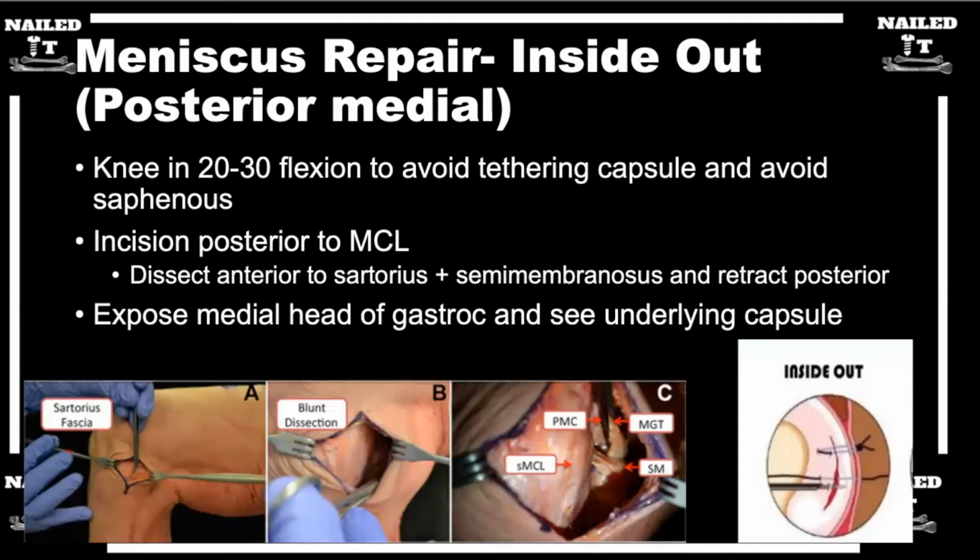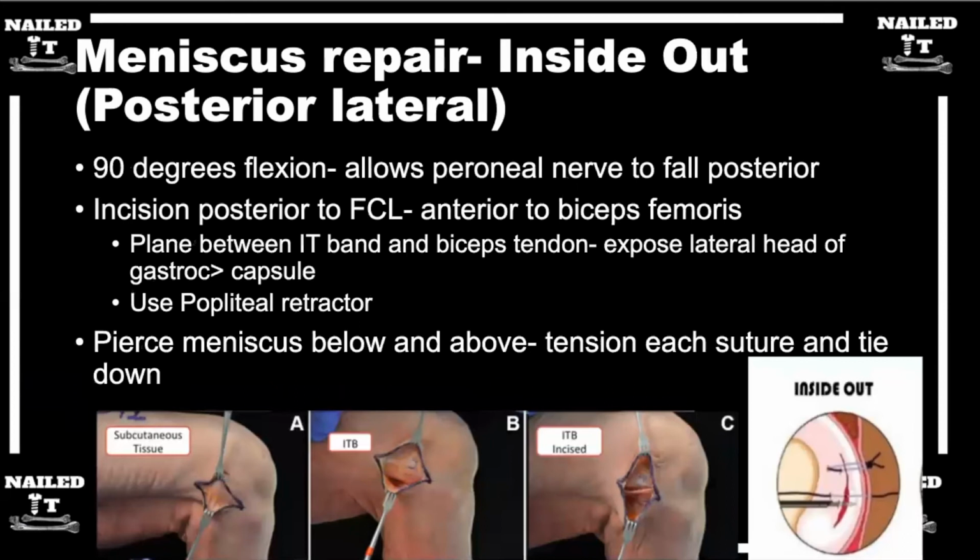Right. Okay. Very good. And, I guess, can you kind of walk us through the same thing for posterior lateral, when you have posterior lateral meniscus tears and you decide to do an inside out repair? Sure. Same concept. Incision here is behind the FCL, anterior to the biceps, developing a plane between the IT band and your biceps tendon to expose the back of the gastroc and the underlying capsule. And again, you can get a popliteal retractor in, a speculum type retractor, so that you can do the same thing. So when you pierce the meniscus, it's not going in the back of the knee.